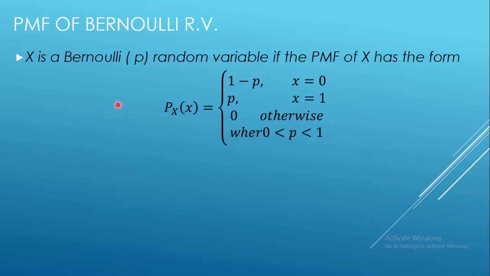Now, the probability mass function of a Bernoulli random variable is very simple. It is just 1 minus p for x equal to 0, and p for x equal to 1. Otherwise, it is 0. And we know that the probability must be between 0 and 1.